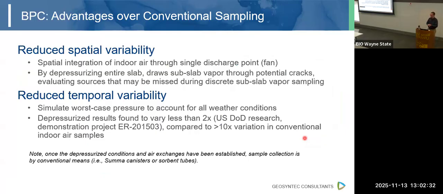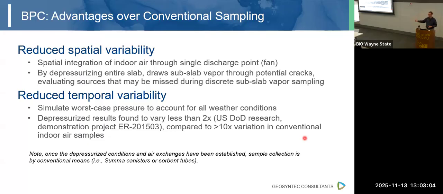So the advantages over conventional sampling: we're reducing spatial variability. We're getting that sample at the fan that's representative of the spatial average of the whole building. Also, by depressurizing the whole building, anywhere that vapors can come in, we're going to be drawing them in. So we're not worried about potentially missing something from a subslab vapor pin that's not in the right spot. We're also reducing temporal variability. We're generating that worst case conditions.